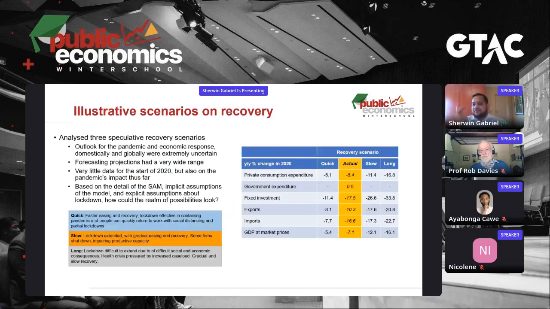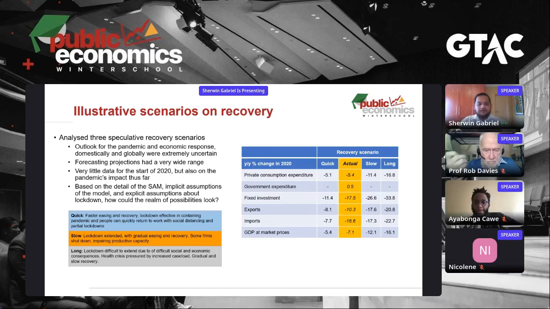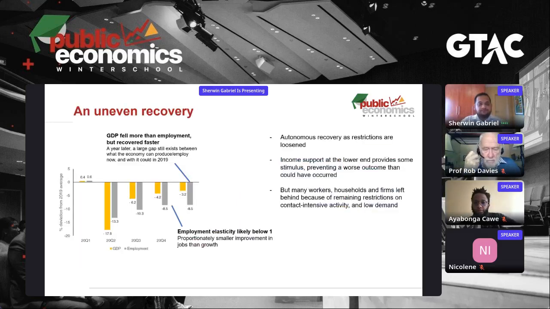Sorry, I've added a little column in there just to show where the actual outcomes were for 2020 in relation to some of the scenarios that we had run. So we see that what had actually transpired was something between our quick and slow recovery scenarios.